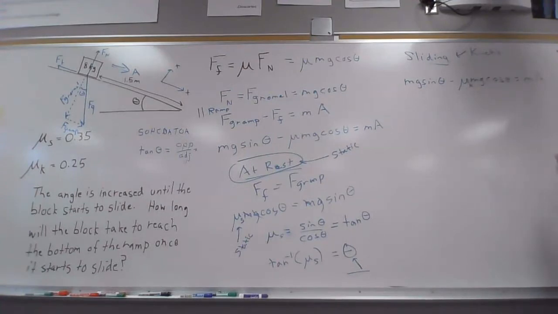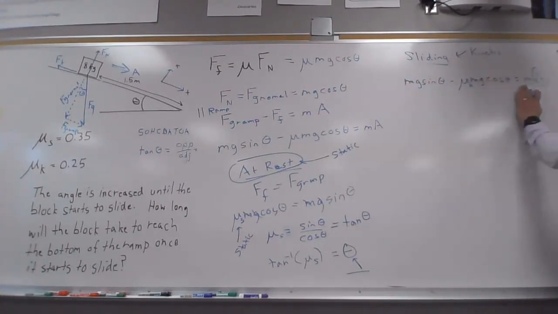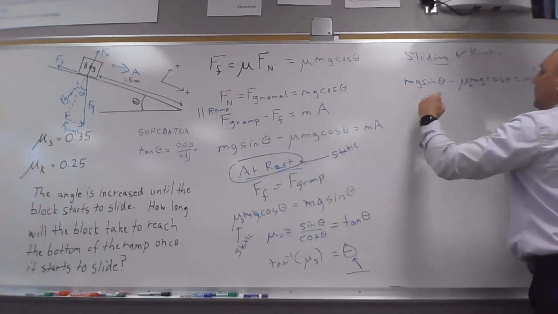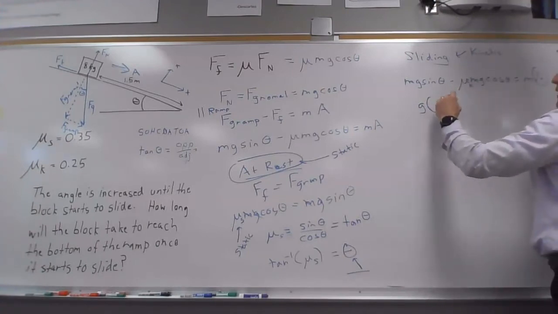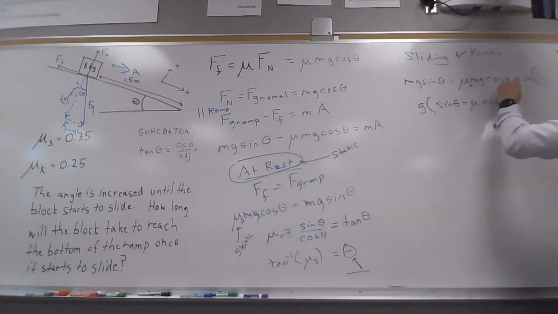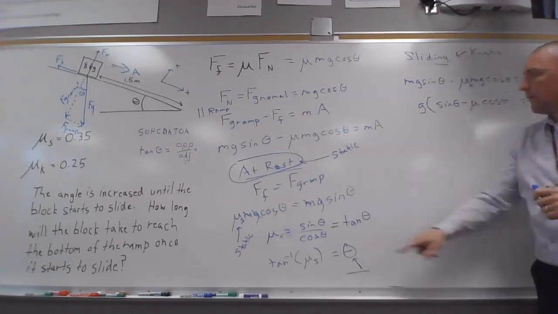So now we can put this in here. We need to figure out what the a is. We can see here that the mass actually cancels out in all these. We can divide both sides by m, the m's go away, and we can simplify this out here. We get g, because that's common to both terms, times sine theta minus mu cosine theta will be equal to our acceleration. All right, now we know what the theta is because we can solve for it.